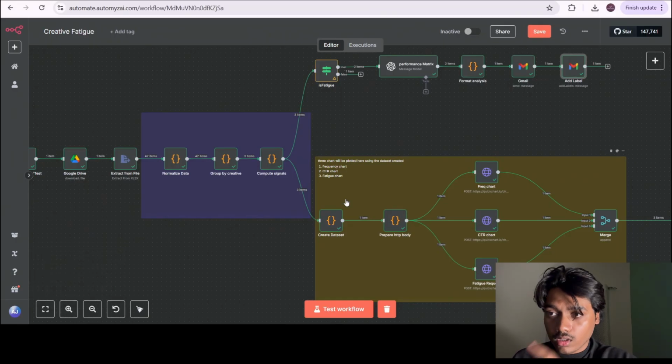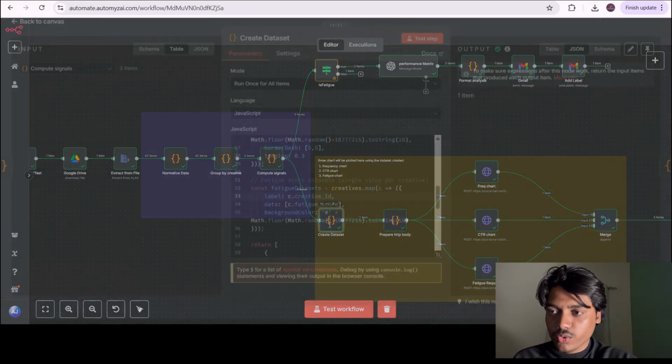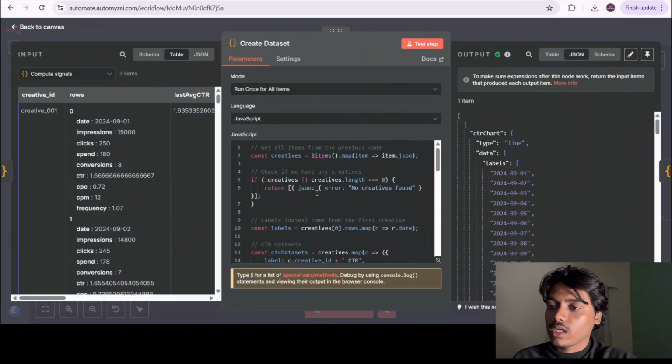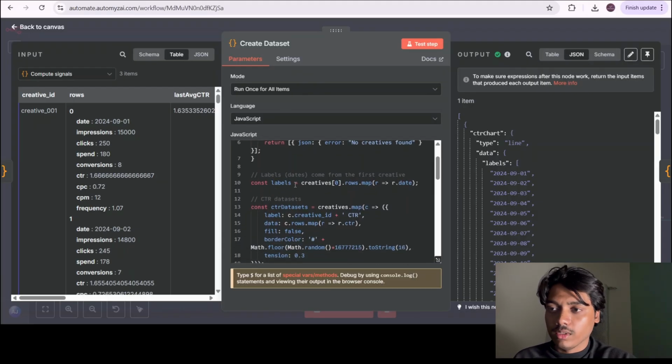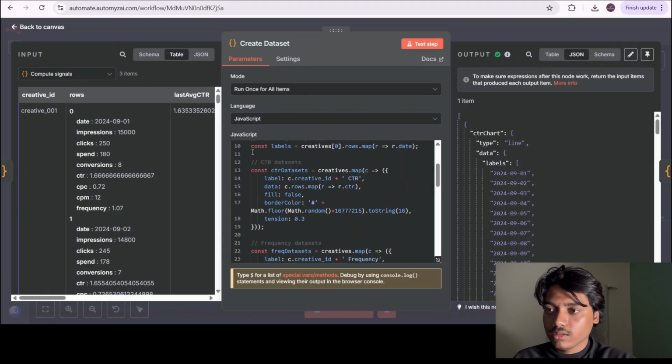Then, to create these charts, this functionality is used. First we are creating the data to create that chart. To create that data, firstly we are taking all the items, then we are checking if we have any creatives or not, then we are taking the labels. For the labels we are using the date. Then firstly we are creating the CTR dataset.